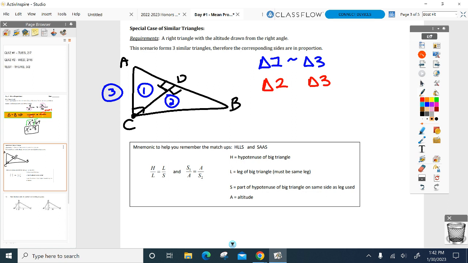They both have what type of angles? A right angle. Do they share an angle? Which one? B. So what do I know about these two? Similar by angle, angle. So you guys just proved to me 1 is similar to 3.